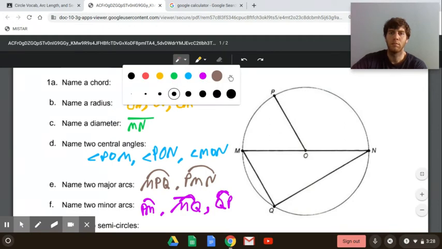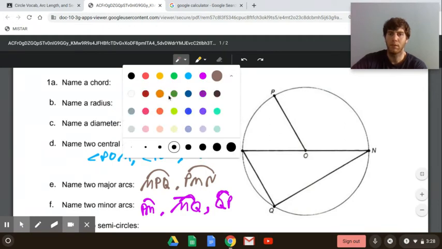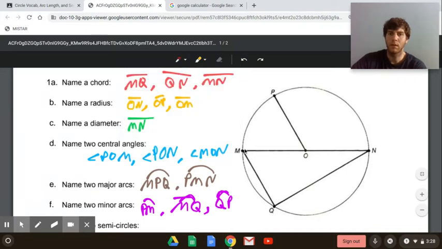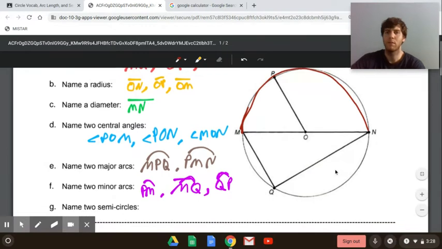And then semicircles are 180. So if we do a dark red here, you look for the diameter and halfway around. There's halfway around. So we'll name that MPN. We're going from M to N through P.